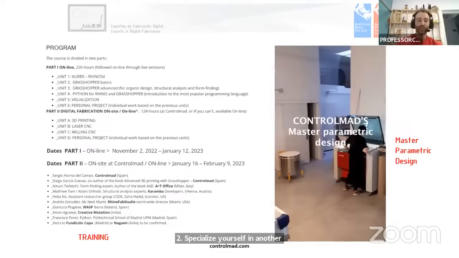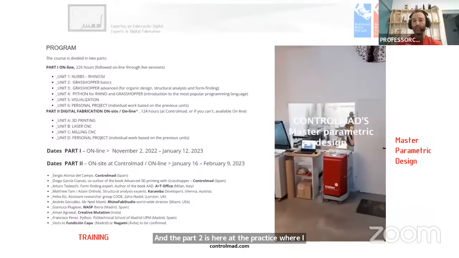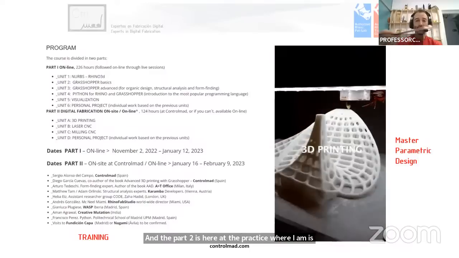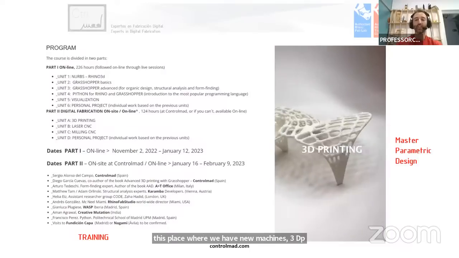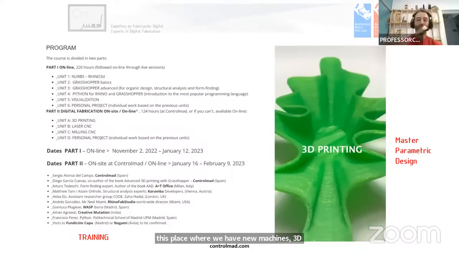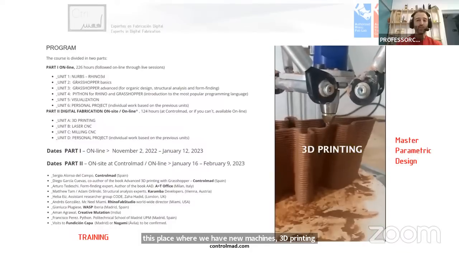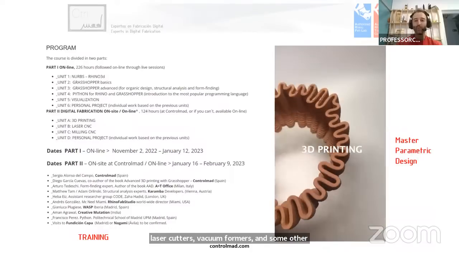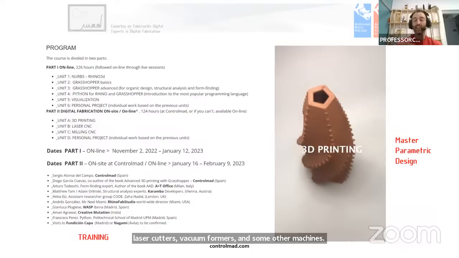So in this course that we have, that was the beginning of everything, there are two parts. Part one is more theoretical. It is online, about Grasshopper, Python, visualization, and personal projects. And part two is here at the practice where I am. It is a place where we have milling machines, 3D printing, laser cutters, vacuum formers, and some other machines, every kind of manual machine, a kiln for the clay.